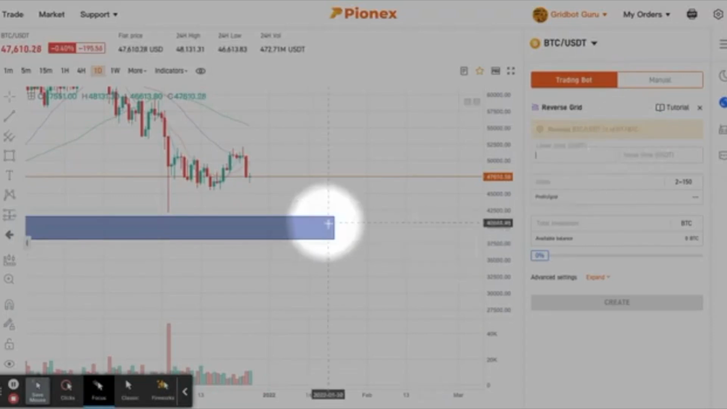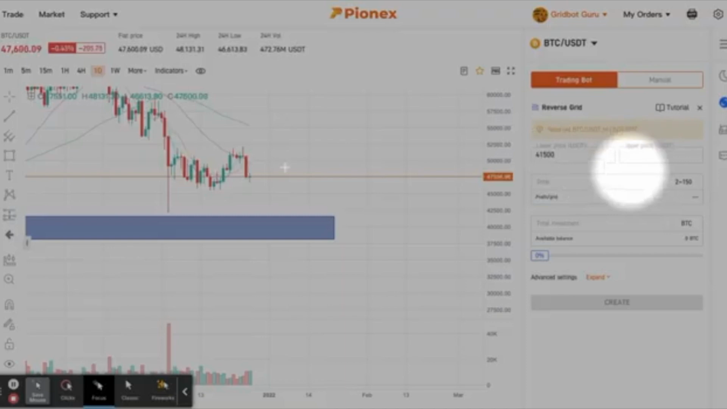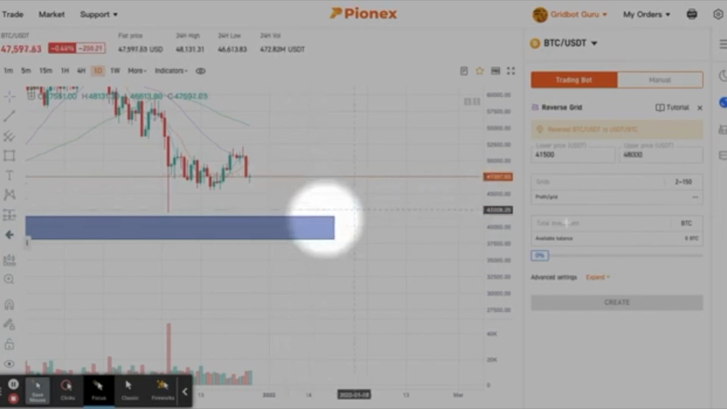So if I think that the low price is going to be 41.5, I'm going to put that here, 41,500. And my high price, it might be, we'll say 48,000. Okay. We'll say 150 grids. Nope, we're not going to do that. Again, I like to try to get 30% profit per grid. So we'll say 15 grids. What's 15 look like? 0.88%.